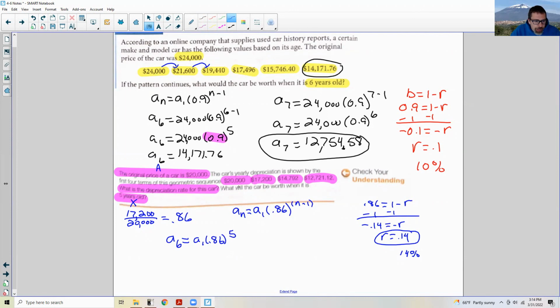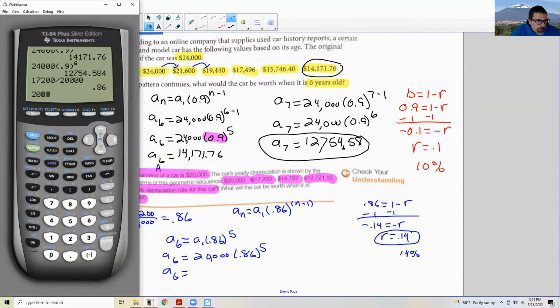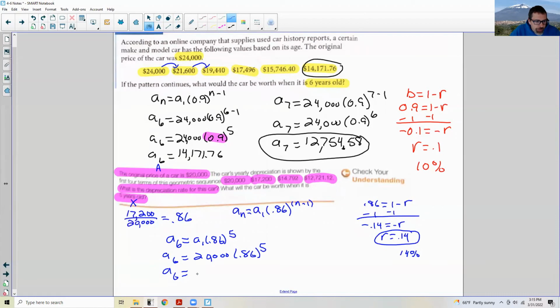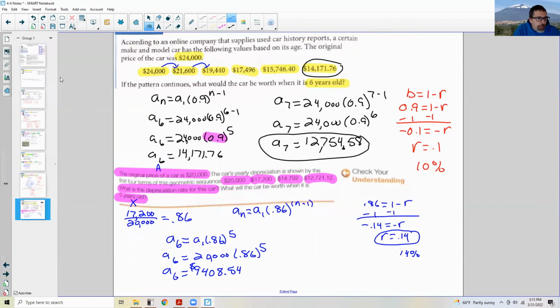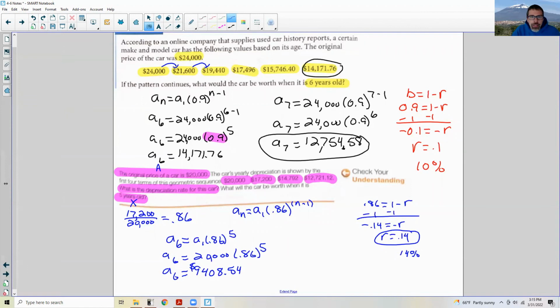Okay, and A sub 1 is $20,000. So A sub 6 is going to equal $20,000 times 0.86 to the 5th power. So my 6th term is going to be 20,000 parentheses 0.86 to the power of 5. And my answer is 9408.54. Okay, so the car after 5 years would be $9,408.54. All right, that is the end of chapter 4.6.